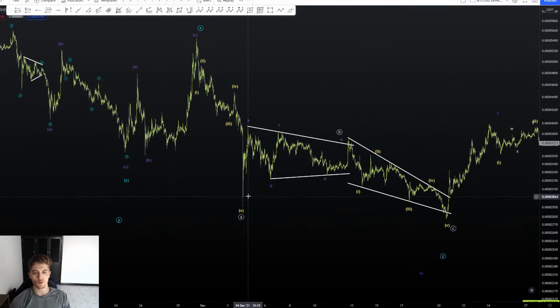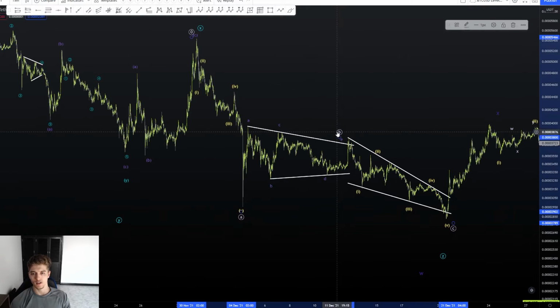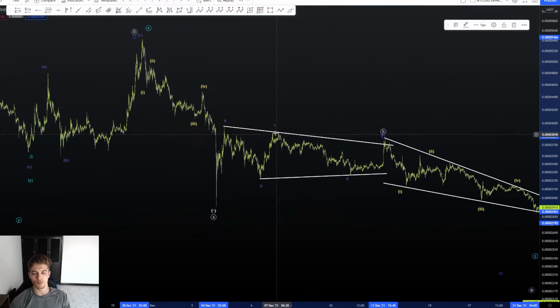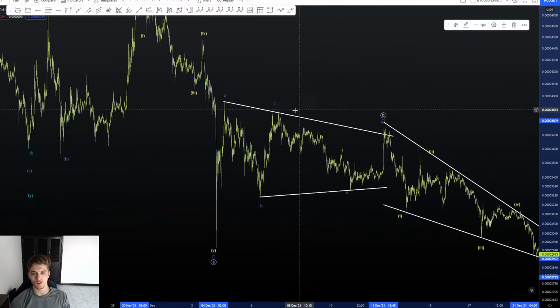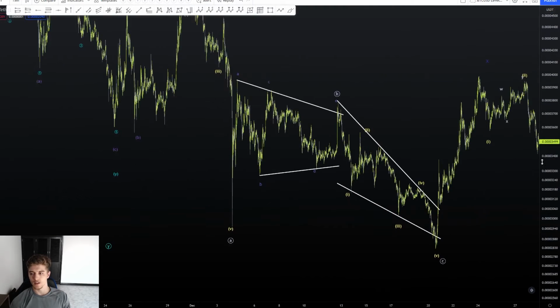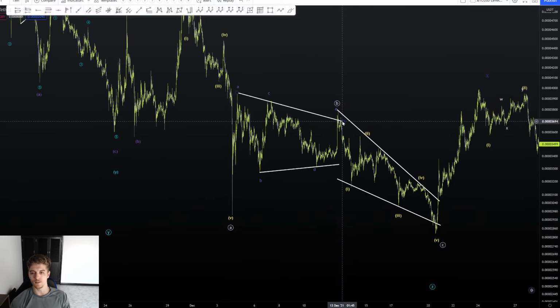This minute wave B would be an A, B, C, D, E, completing it right here. And it does not come above, so this is a contracting triangle. This E does not come above this wave C, so it is valid. And then to complete the C wave of the zigzag, we have an ending diagonal.